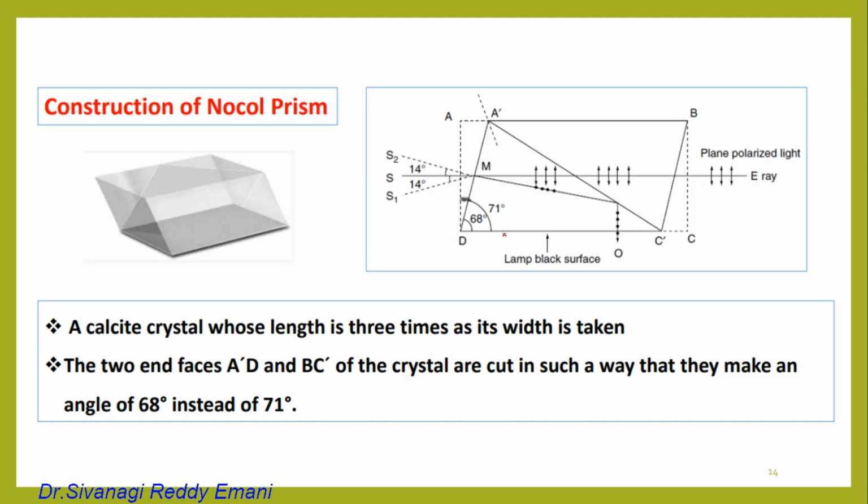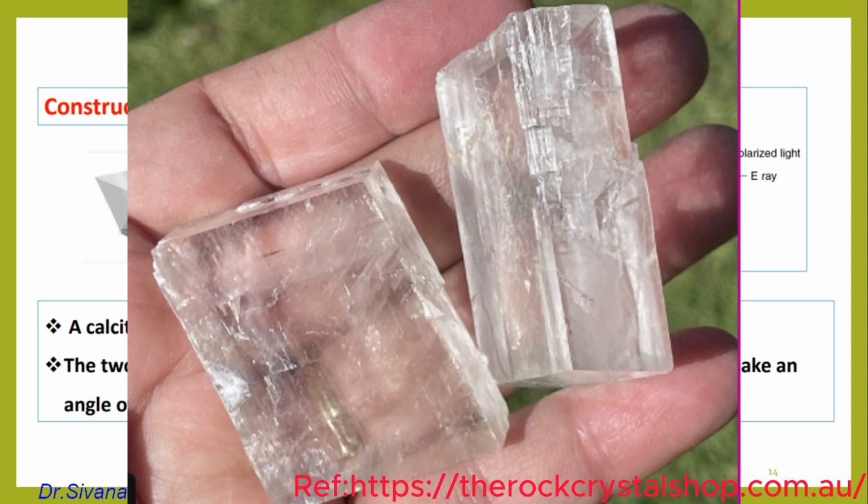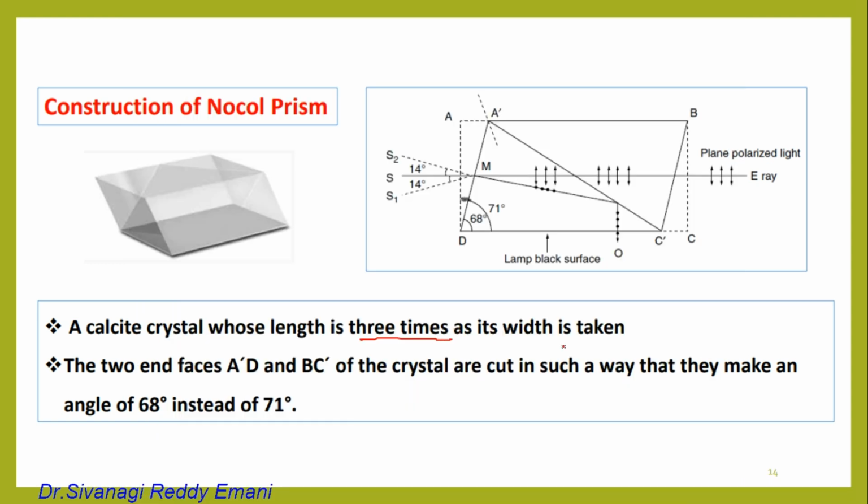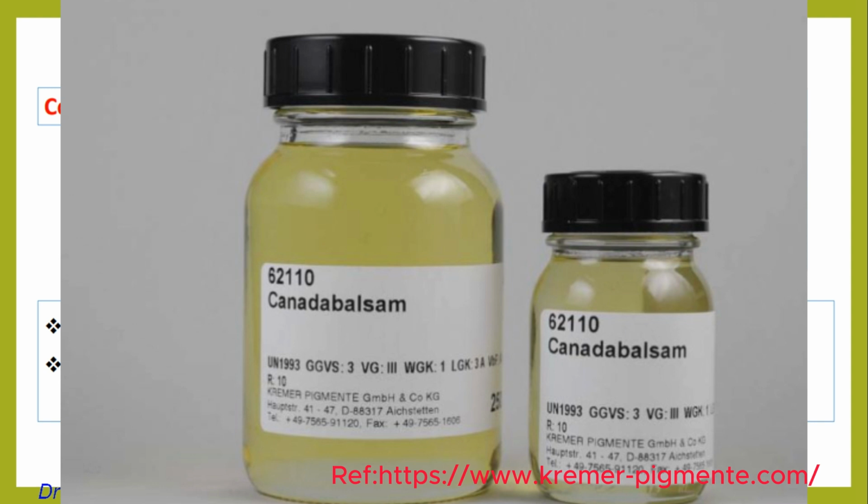When it comes to the construction, this is made with a calcite crystal. Basically we take a calcite crystal whose length is 3 times its width, so that is a 3:1 type. Initially it has an angle of 71 degrees. Then we cut it to 68 degrees and parallelly cut here, and we polish these two surfaces, A prime D and B C prime. Now we cut this crystal along the diagonal A prime C and polish it, and we use Canada balsam to stick it together again.